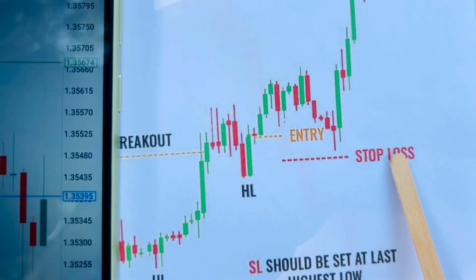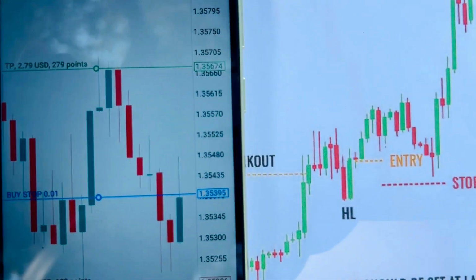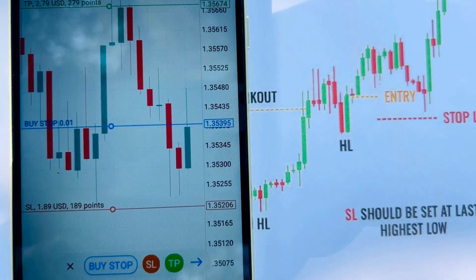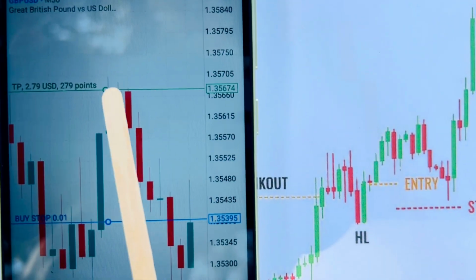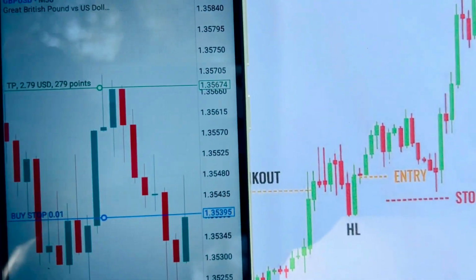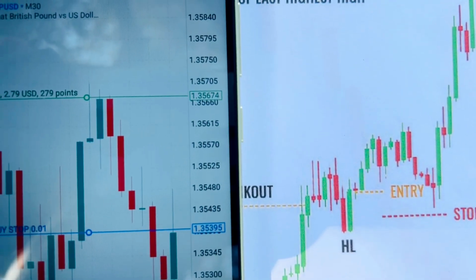Stop loss, it's a price level where your trade will be closed automatically if the trade goes against you. Take profit, it's a price level where the profit will be taken.